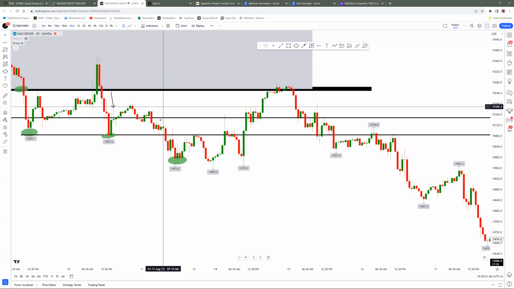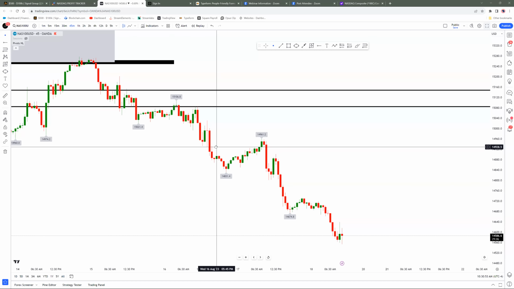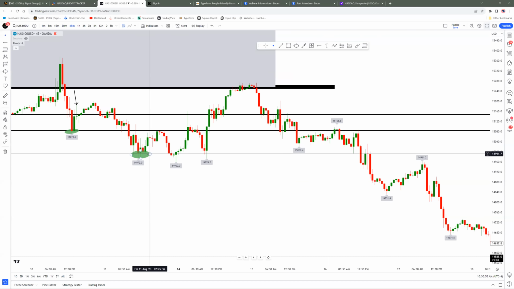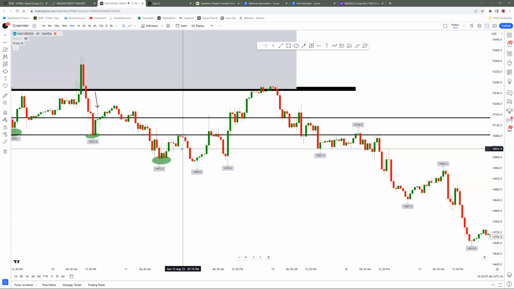I don't know about y'all, but when price is consolidating in the first hour or two hours, I'm getting off the charts. If by 11 o'clock price is not showing some direction, I'm getting off the chart. I cannot stay on the charts for that long. It literally hurts my brain. I used to love being on the charts a lot, but now it's like, okay, I've got to get off the charts. I'm wasting my time because nothing is presented to me.